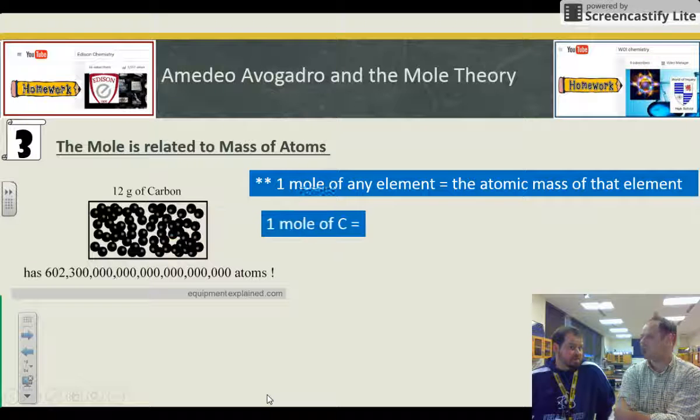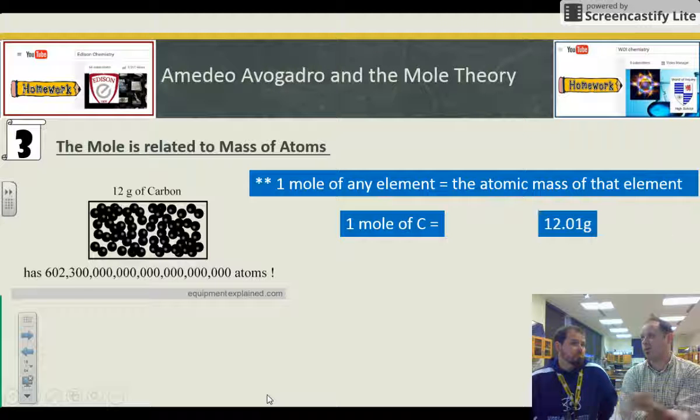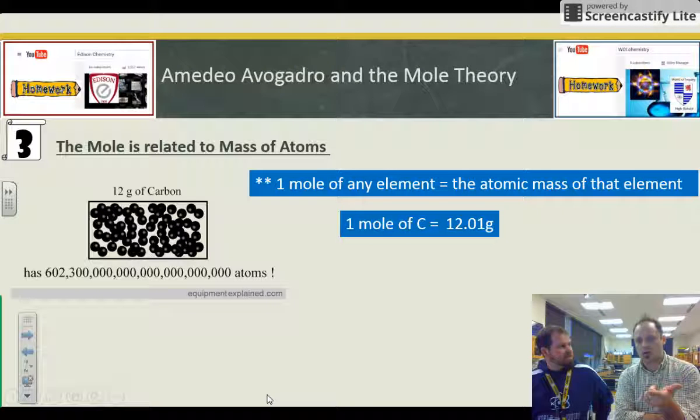Yes, and it just so happens then that carbon, 1 mole of carbon, is how many grams? 12.011 or something like that. Isn't that exactly the same number as on the periodic table?